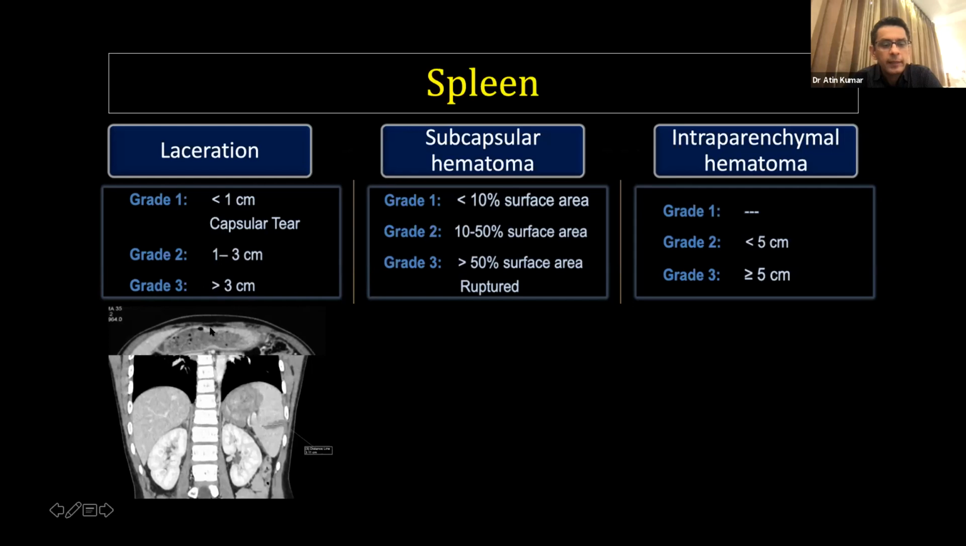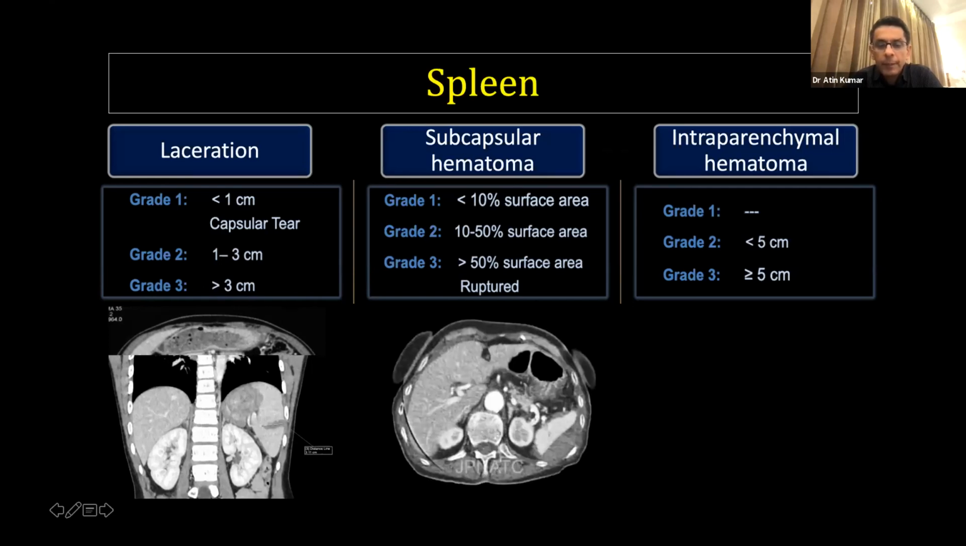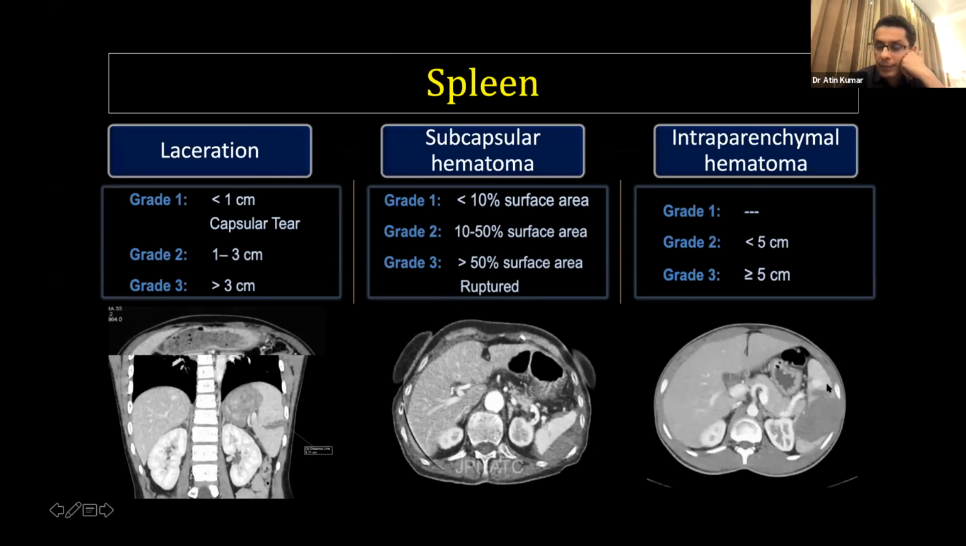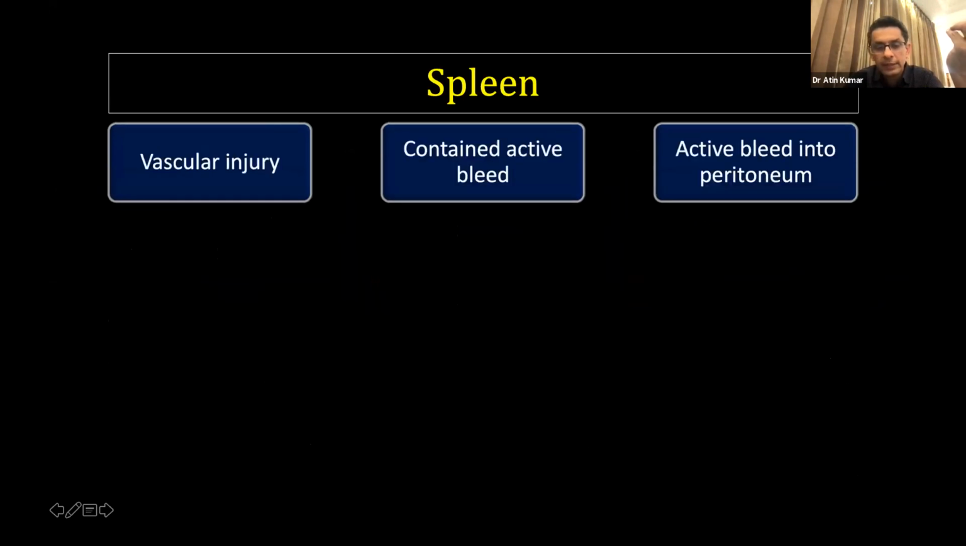If it is more than 3 centimeters, it will come to grade 3. Whereas subcapsular hematomas typically depend upon how much surface area of the splenic surface they are abutting. So if it is less than 10%, grade 1, 10 to 50% is grade 2, and more than 50% is grade 3. Whereas for a parenchymal hematoma, less than 5 centimeter is grade 2, or more than 5 centimeter is grade 3. So depending upon the size of these observations or pathologies, you can actually put them in the various grades.